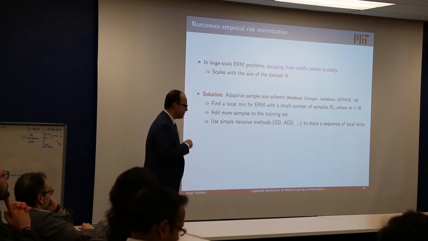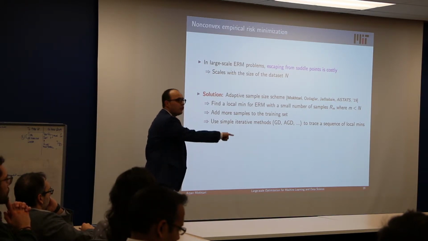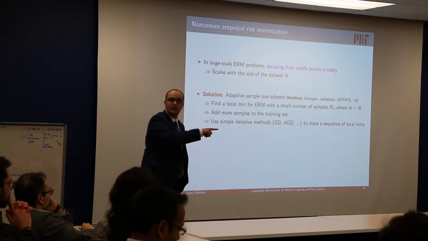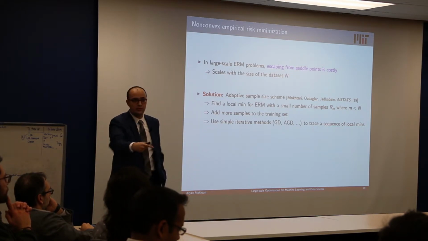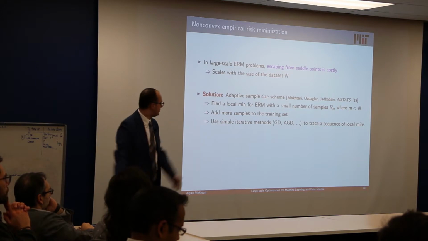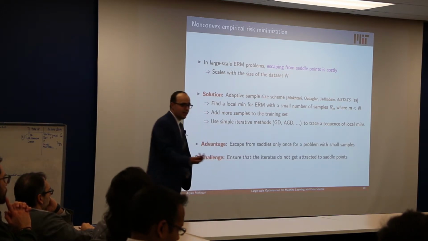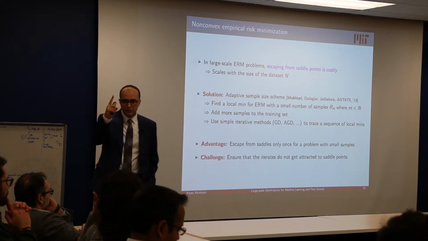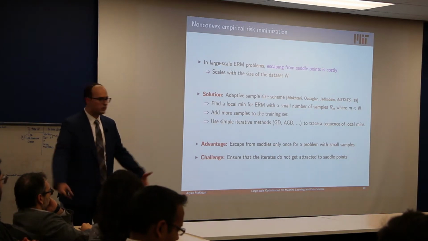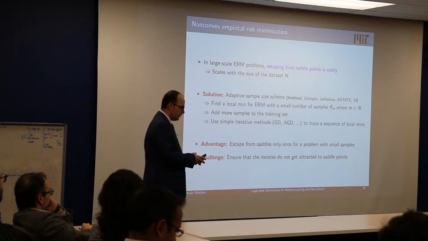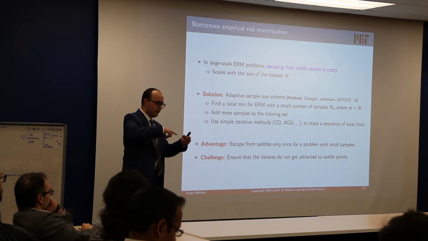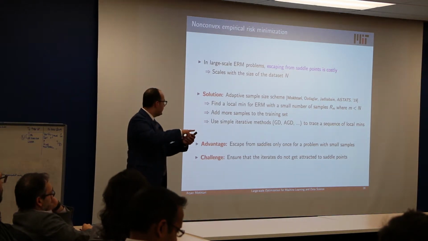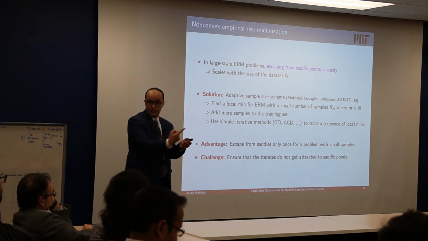And then you increase the size of the training set, and you properly follow some iterative methods such that you trace a sequence of local minimizers, and you never get attracted to saddle points of the next problem that you face once you increase the size of the training set. What's the advantage? You just escape from saddle points once, for the problem with a small number of samples. What's the challenge? You want to make sure that once I increase the size of the training set and follow some iterative updates, I don't get attracted to the saddle points of the next problem.